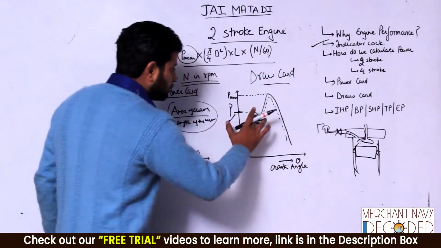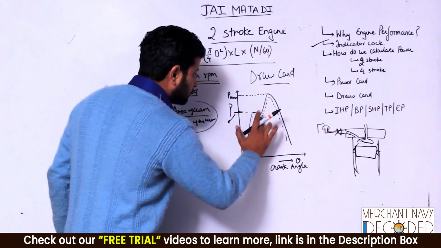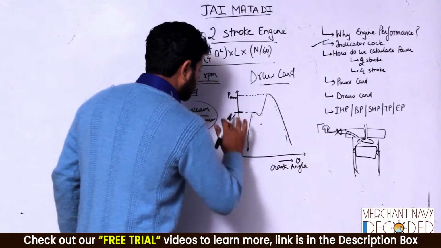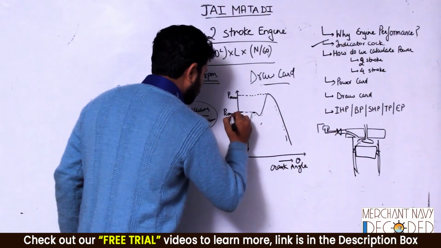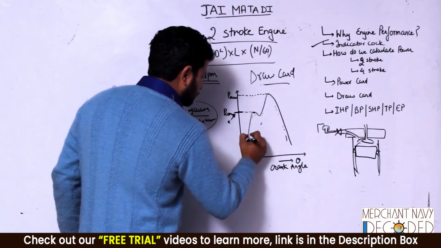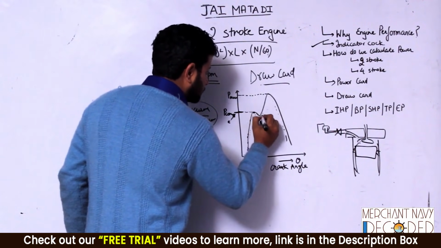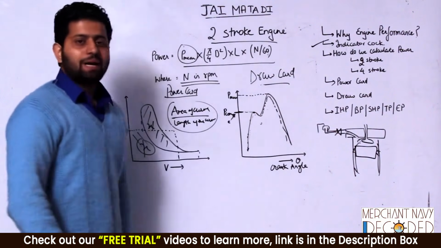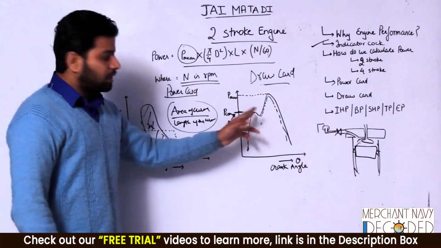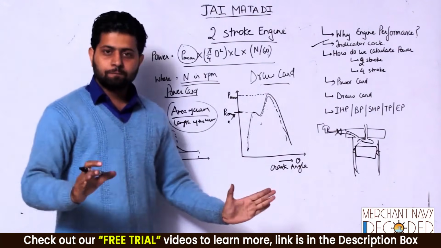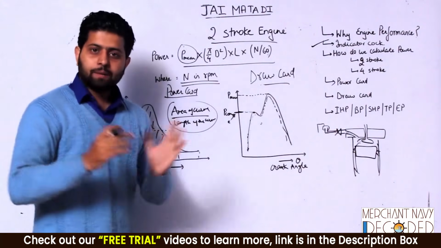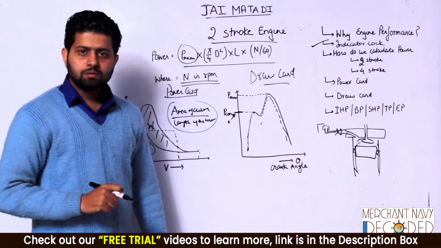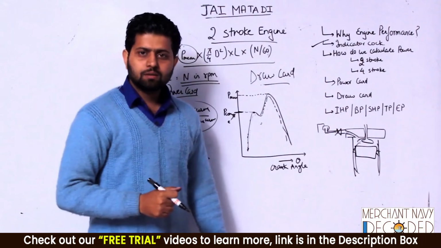Now suppose you get a curve like this, same P compression, but your P max has reduced. That means till compression side, till air side, everything was okay. But now when fuel is entered, pressure is not developing. Something can be wrong with the fuel pump. Is the fuel of good quality?